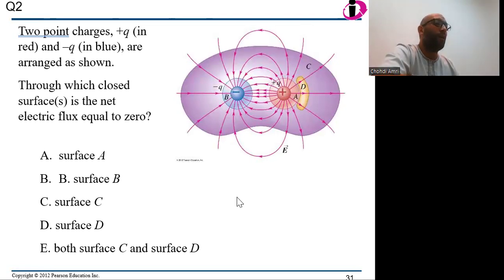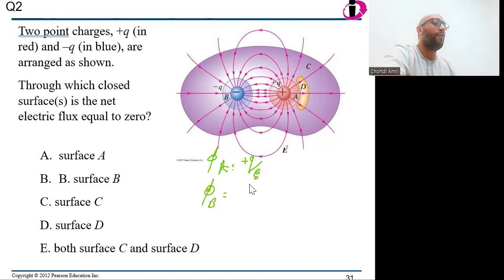Let's talk about the surface A. Do we have any charge inside? Yes, we have. The net charge, is it zero? No, it's not zero. It's plus Q. Phi A is plus Q divided by epsilon naught. There is charge and this charge is positive. Let's talk about phi B. Phi B, we have a charge and this charge is negative, so minus Q divided by epsilon naught.